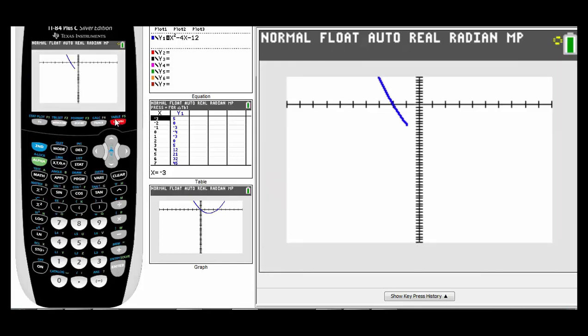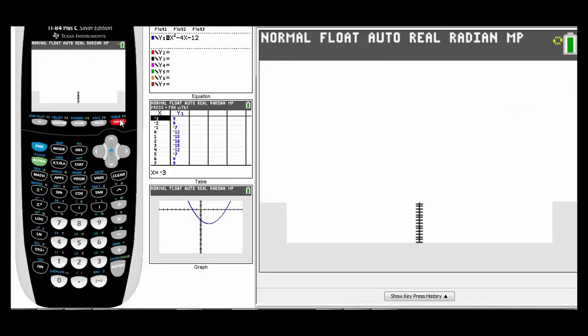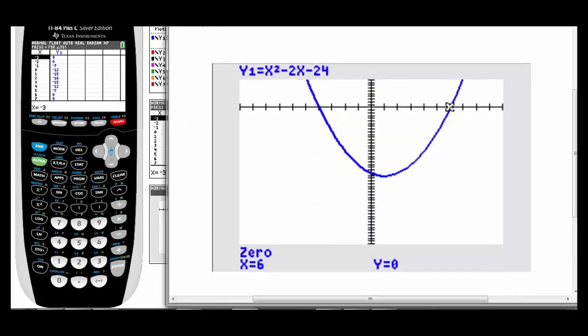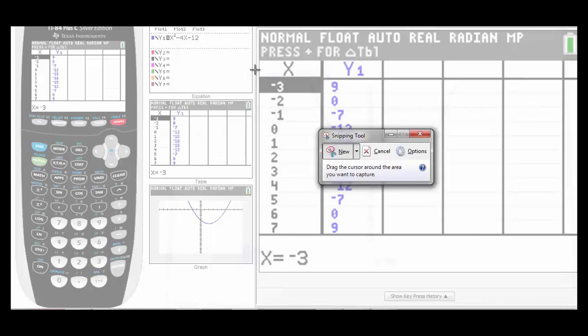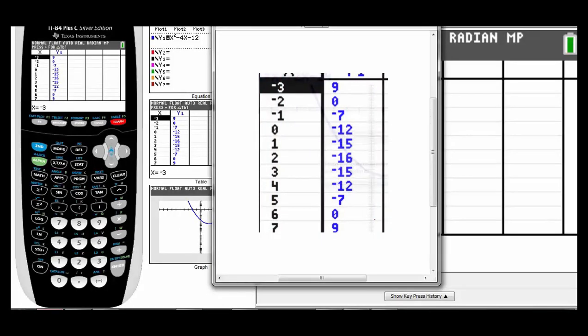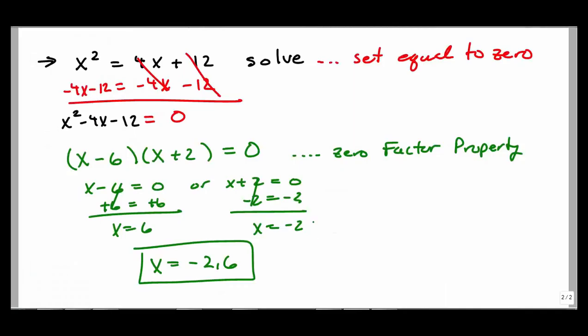And again, we might have to change our scale. Okay, so it does look like we're crossing at -2 and +6, so this seems to verify that. To verify as well, we could go to second table, and here we have a solution at -2 and 6 as well. So let's go ahead and copy this in to our notes. We'll make a couple notes there.